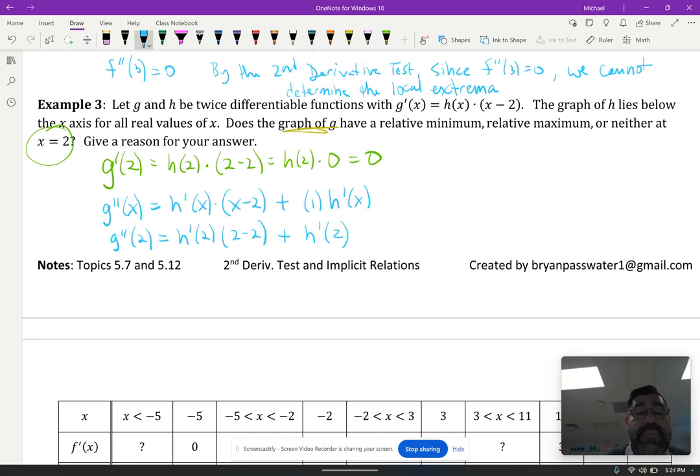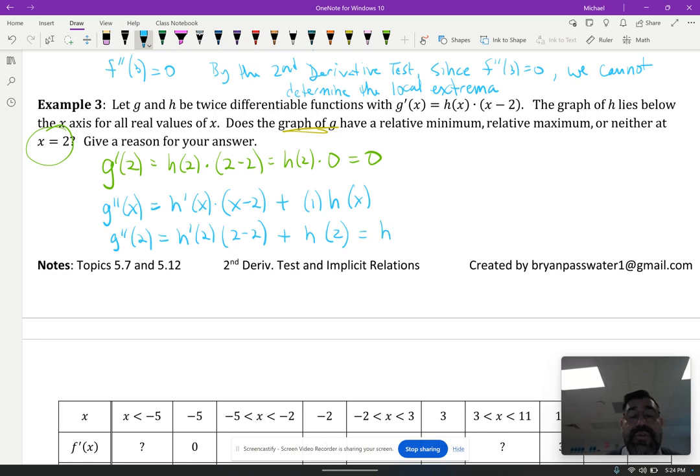Wait, I think I put an extra prime here. I sure did. I don't need this prime. Remember, it's the derivative of the second times the first function. The first function is h of x. So really, I'm just evaluating h of 2 because this is going to become 0.